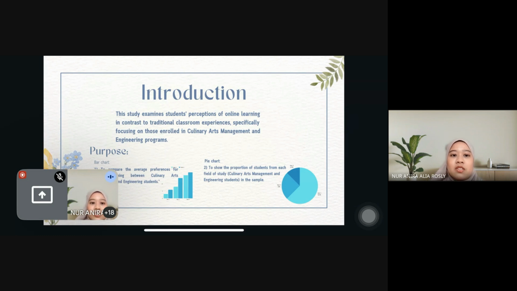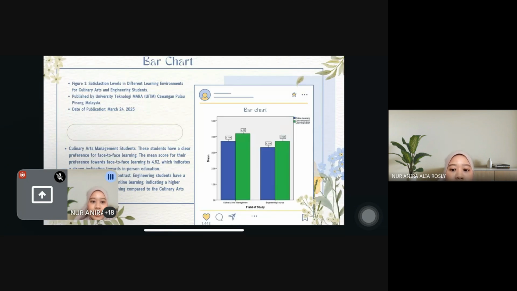Next, the introduction for this topic. In this topic, we explain a study on students' perception of online learning in contrast to the traditional classroom experience, especially focusing on those enrolled in culinary art management and engineering programs.